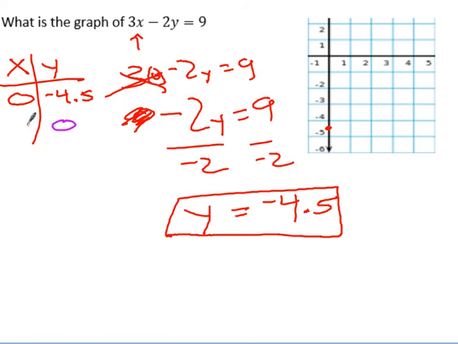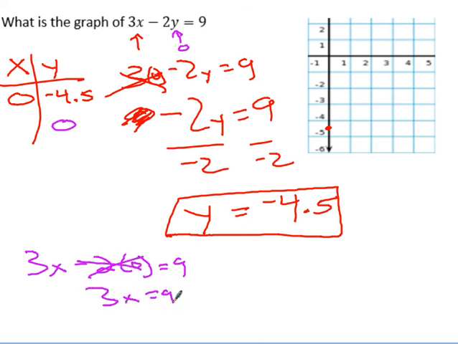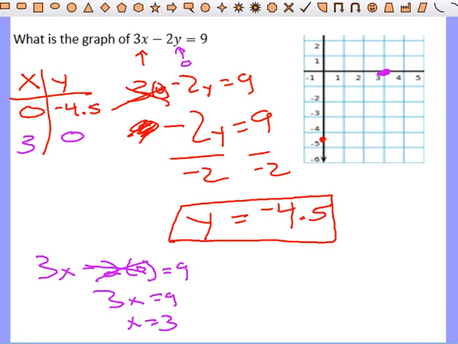So now I can figure out, what's my x value when y is 0? I plug in 0 for y here and solve my equation: 3x minus 2 times 0 equals 9. Well, 2 times 0 is just 0, so that all goes away. I just get 3x equals 9, which means x equals 3. So the x-intercept is at (3, 0). There's my x-intercept. Now I have two points: a y-intercept and an x-intercept. That means I can graph the line.